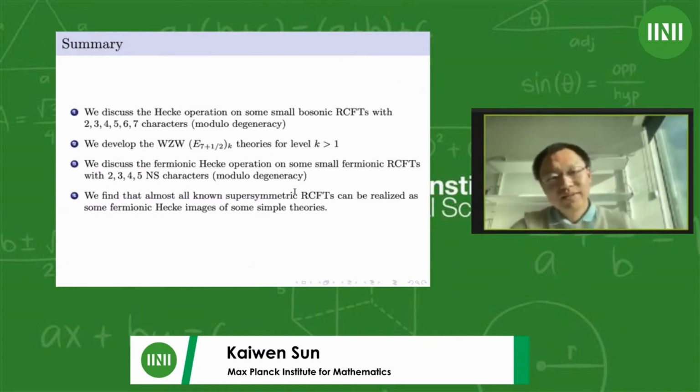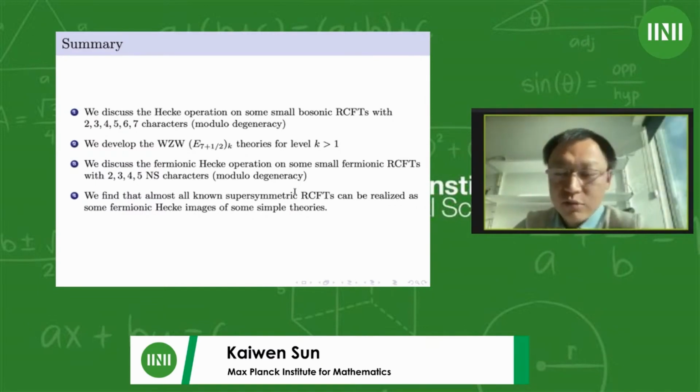Okay, so just a summary. We studied this Hecke operator of Harvey and Wu for many bosonic rational CFTs with up to 7 characters. And we developed the theory of WDW model of E7.5 for level higher than 1. And we also defined this fermionic Hecke operator on the characters of fermionic rational CFTs. We studied these fermionic Hecke relations with up to 5 Neveu-Schwarz characters. And we also found that almost all known supersymmetric rational CFTs can be realized as some fermionic Hecke images of some simple fermionic series. Okay, that's all. Thank you.